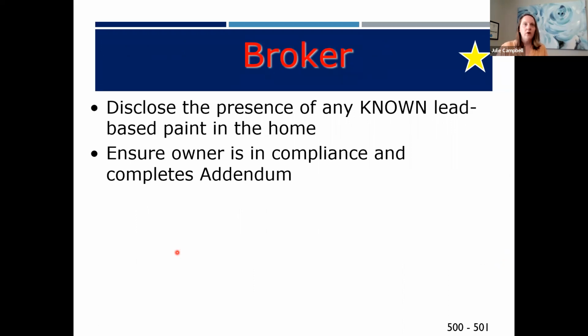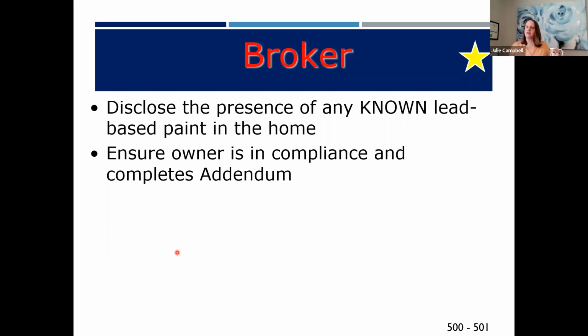You guys with me? Once we learn, maybe the seller tells you, they provide the reports. Maybe the buyer has it tested. However we learn of lead in the home, that becomes something that we have to disclose. Again, we have that addendum, the lead-based paint hazard addendum. Another big responsibility of ours is to make sure that our owners, our sellers, understand that they have to disclose what they know about lead.